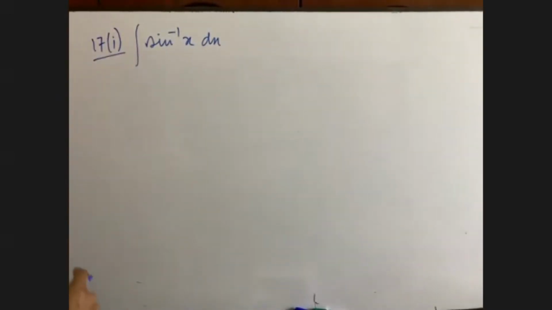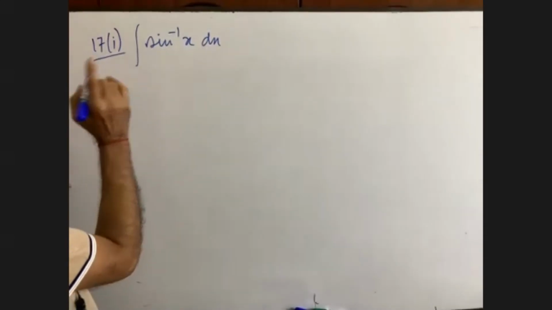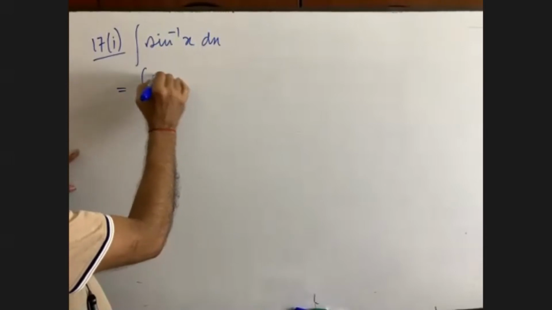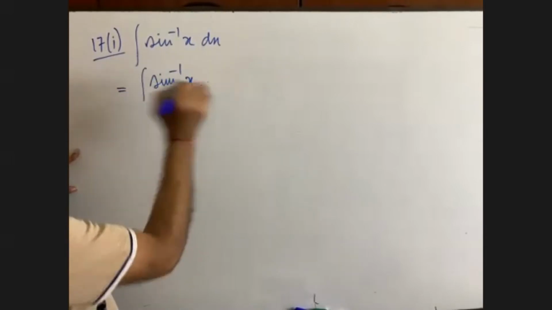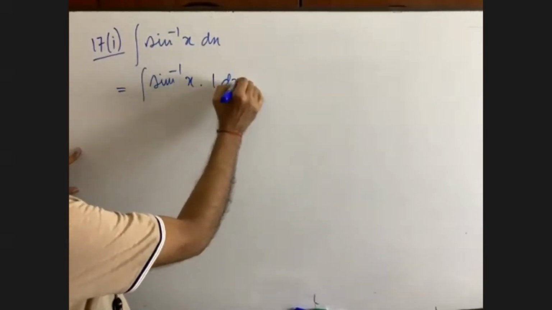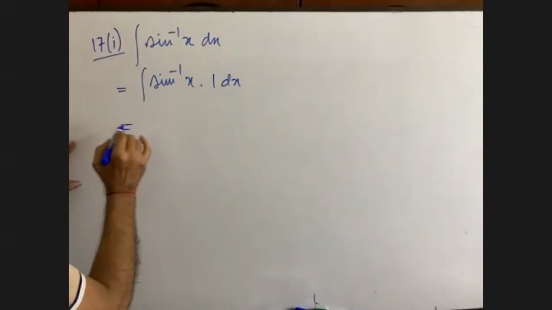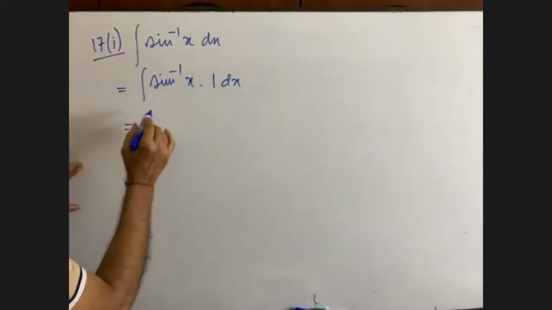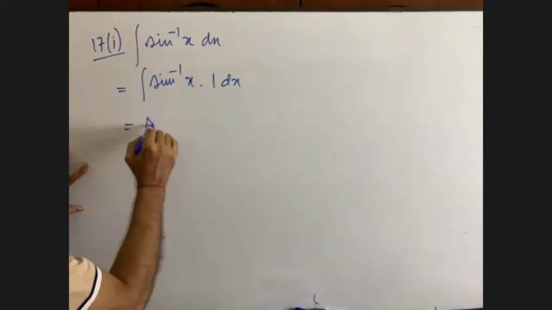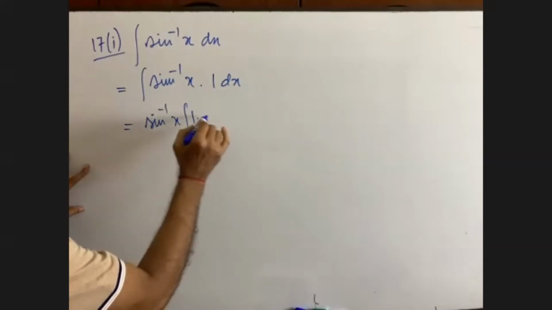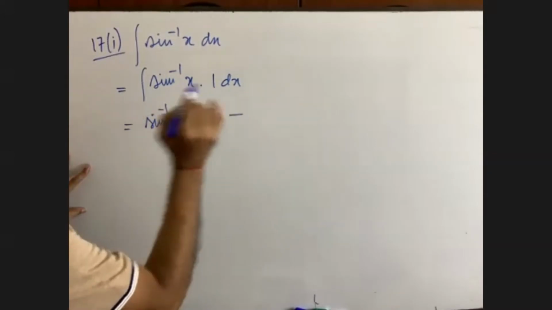Okay, now you see, in the same way I will do this math. You see, sine inverse x dot 1 dx. I will do this math in the same way. I told you for inverse, it will be let as u, right? So sine inverse x integration 1 dx minus, right?